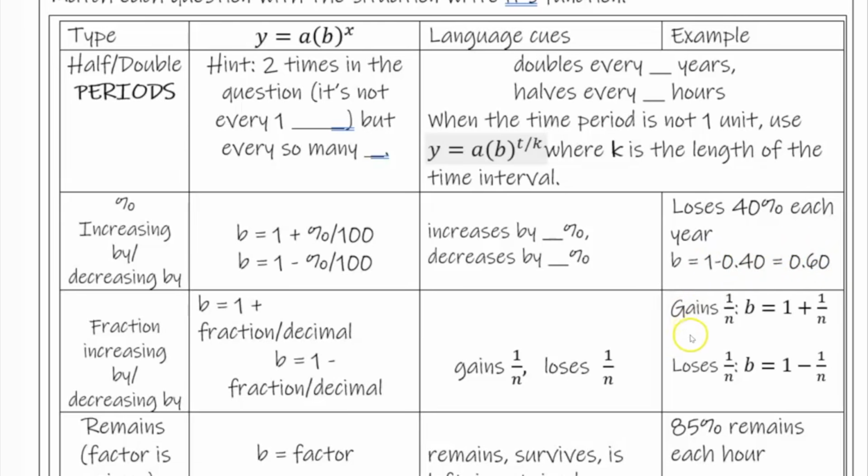Okay. A question can say gains 1/2. So that means if it gains, it's 1 plus 1/2. If it loses 1/4, okay, loses 1/4, decreases by 1/4, it'll be 1 minus 1/4. Okay, so the only difference between percent and a fraction is percent you're dividing by 100.